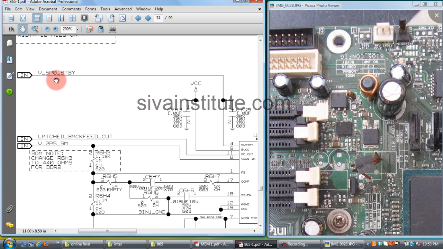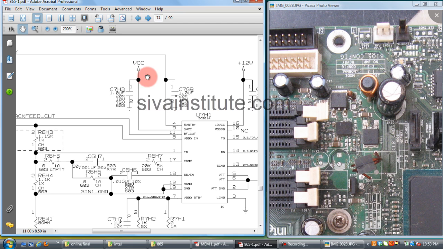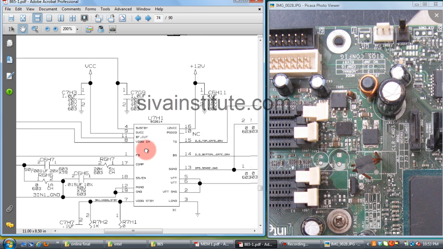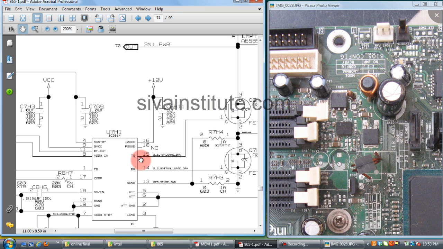When you give 5 volts standby voltage to pin number 4, VCC 5 volts to pin number 9, and 12 volts to pin number 16, this IC gives output voltage from pin number 15. 2 volts output comes out from this IC to this gate, pin number 1.